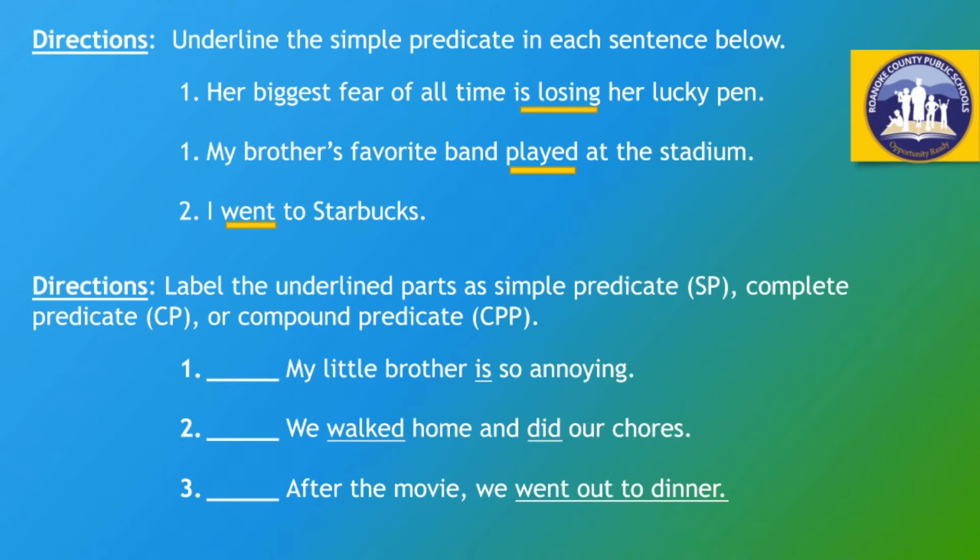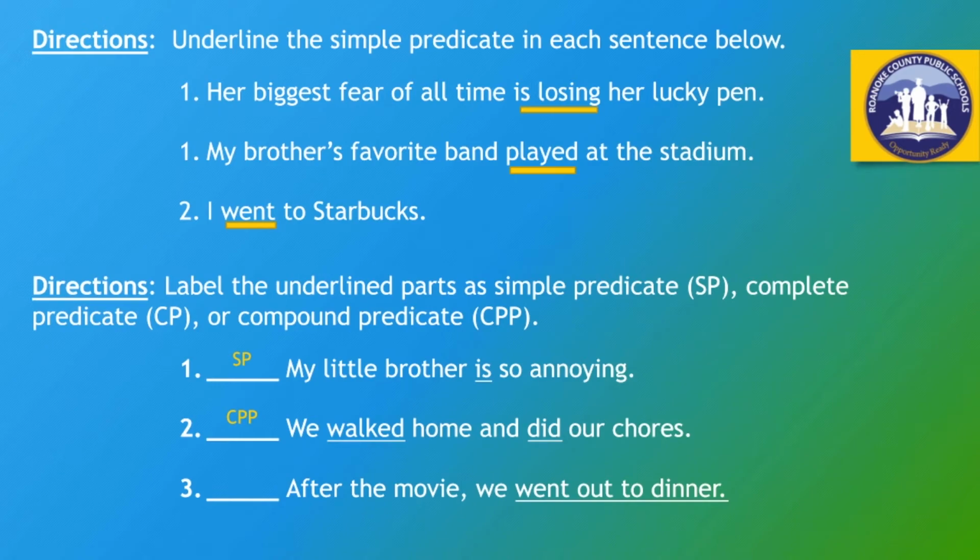So this is the same thing as before. We're going to label the different parts. We have a simple predicate, which is an SP, complete predicate, CP, or compound predicate, which is a CPP. My little brother is so annoying. The sentence is also very true for me. So if you guessed simple, you'd be right. We walked home and did our chores. That would be so awesome if you guys could do that for your parents, right? If you guessed that that is compound, you would be right because we have walked and did.